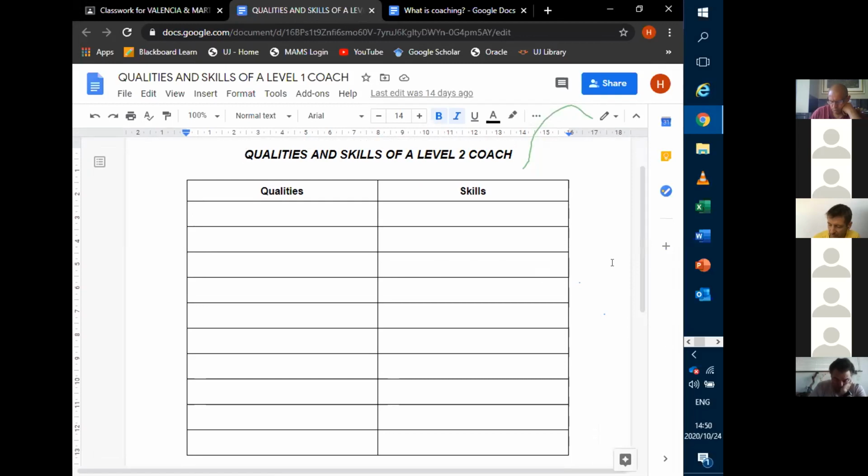You have to have a vision. You need to share that vision with your athletes, with the parents, with the committee and things like that. You can't just say, okay, I'm going to coach and you've got no vision on that. You have to have a vision.